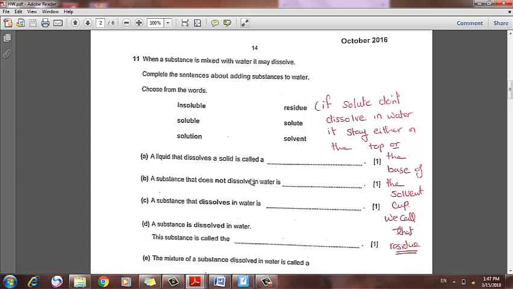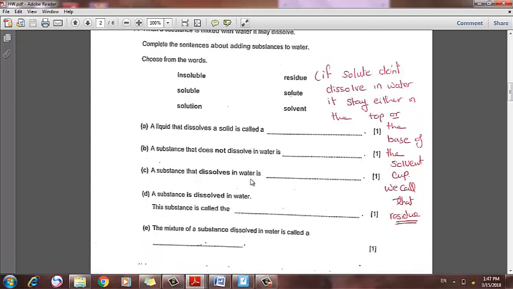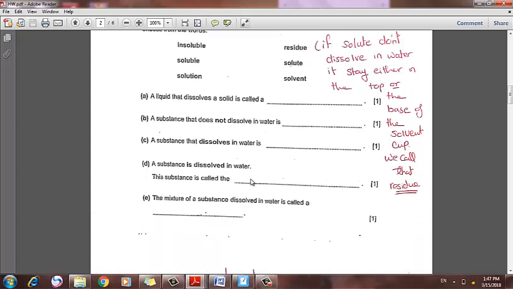A substance dissolved in water is called the solute. Solute is a substance that dissolves in water, which is the solvent. Excellent. The mixture of substance dissolved in water is called a solution. Once they told you mixture and dissolved, so it must be a solution.